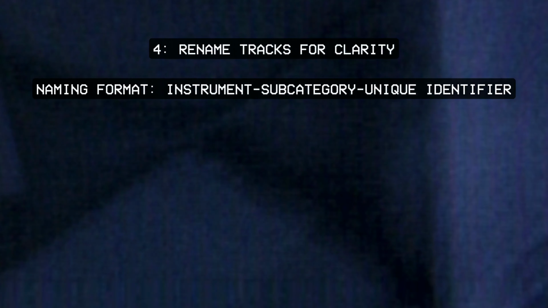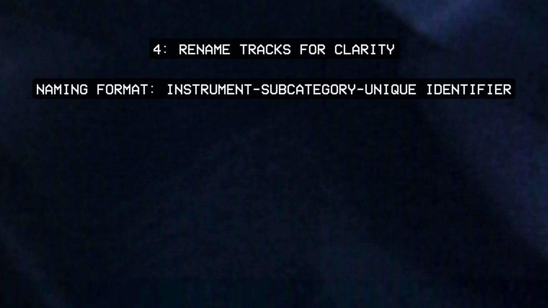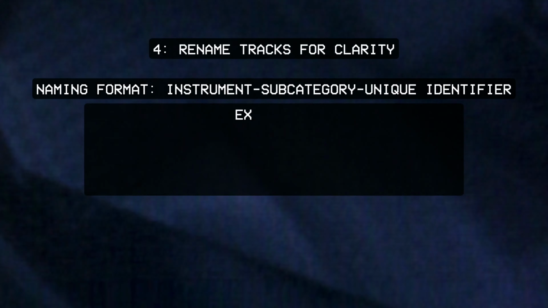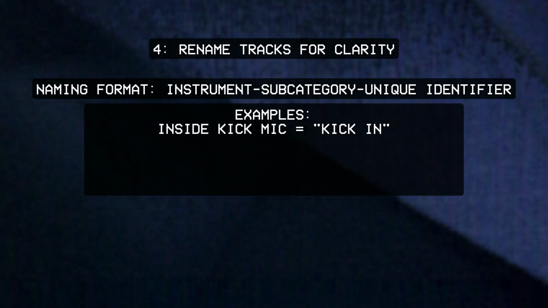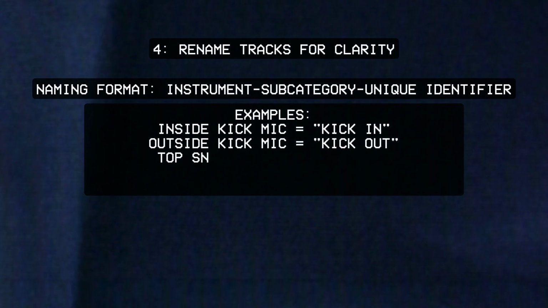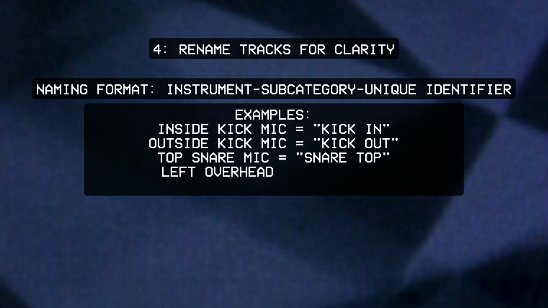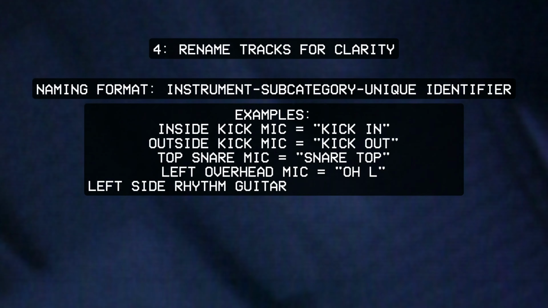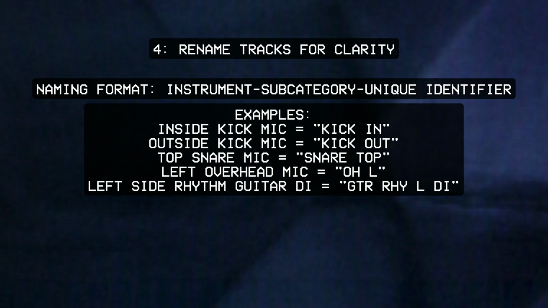Okay, step 4. Rename your tracks so that they make sense to a stranger. Use track names that put the type of instrument first, then the specific track in question. For example, inside kick mic becomes kick in. Outside kick mic becomes kick out. Snare top mic becomes snare top. Left overhead mic becomes overhead left.